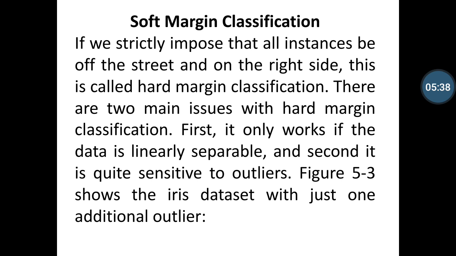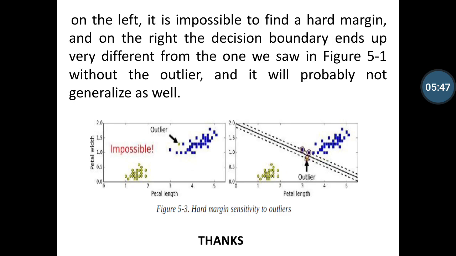Then I am showing figure 5.3, the iris dataset with just one additional outlier. You can see in this slide two graphs. Those show the hard margin is sensitive to the outlier. On the left, it is possible to find a hard margin, and on the right, the decision boundary ends up very different from the one we saw in figure 5.1 in our previous slide without the outlier, and it will probably not generalize as well.